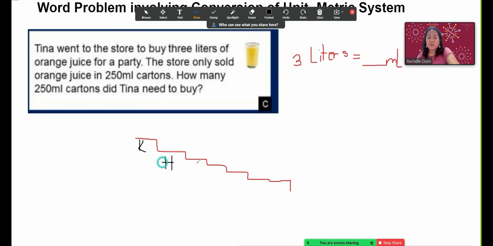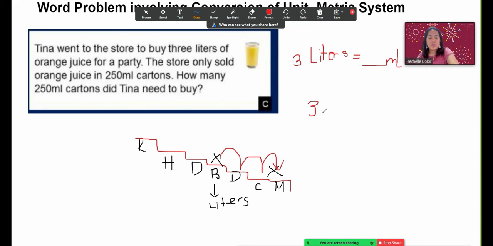Kangaroo helps dingo because dingo can't multiply. So we have liters here, which is the basic, right? Liters to milliliters. So we need to count the movement from here. So 1, 2, and 3. So 3 liters, this is the decimal point. We have 1, 2, 3. Okay. So therefore it's 3,000 ml, right?